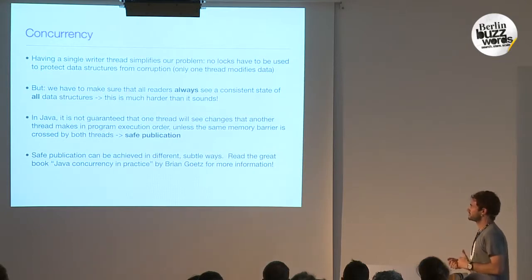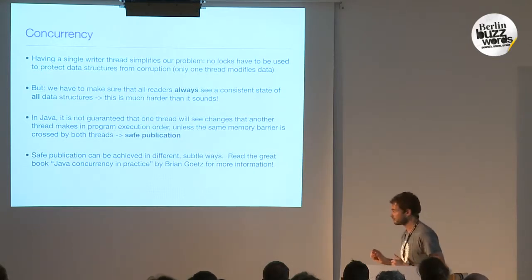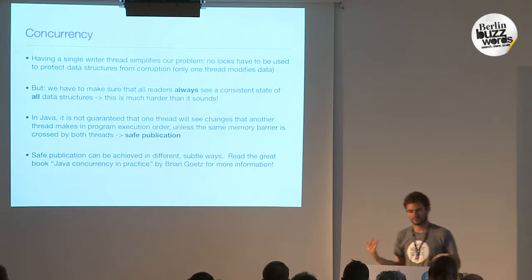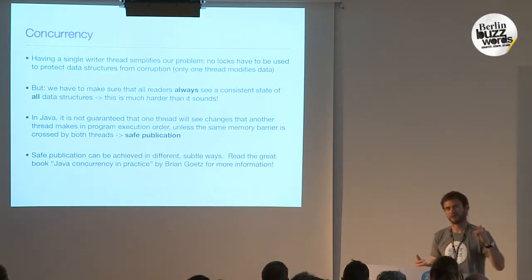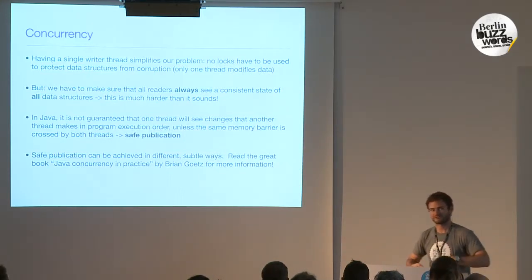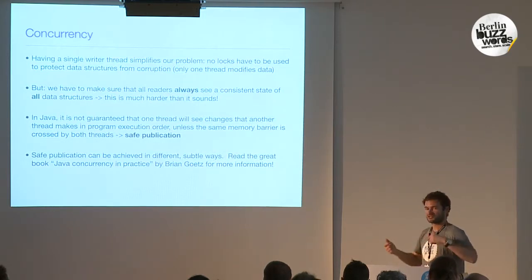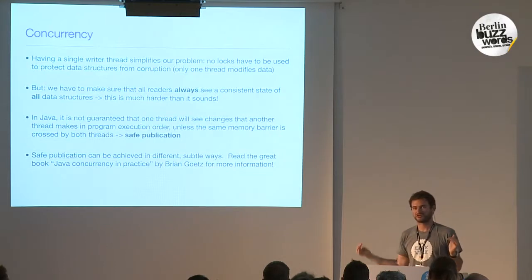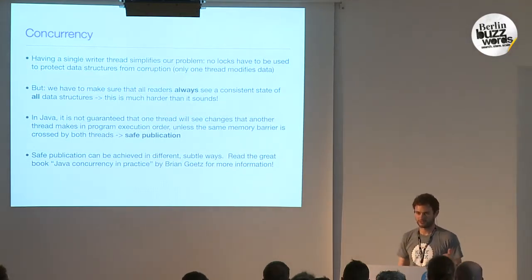So now what we do is we have one writer thread and multiple reader threads. And that simplifies the problem a lot because you don't have to worry about two writers messing up the same data structure. It's still a hard problem, but you just have to make sure now that readers always see a consistent view of your index, but you don't have to worry about corrupting data structures.